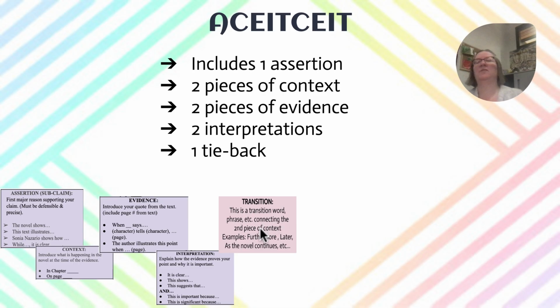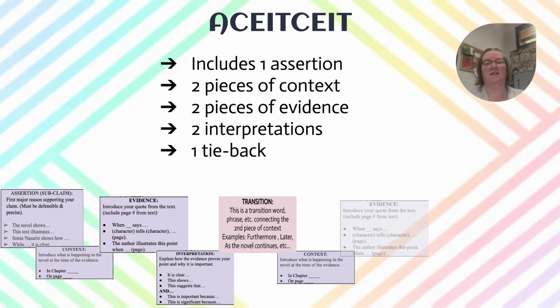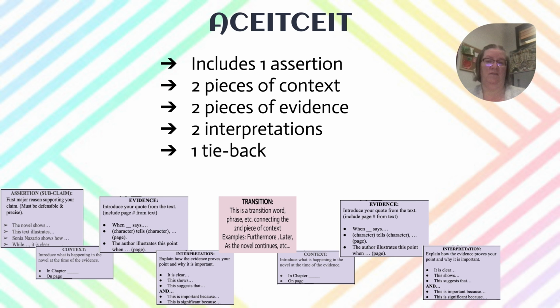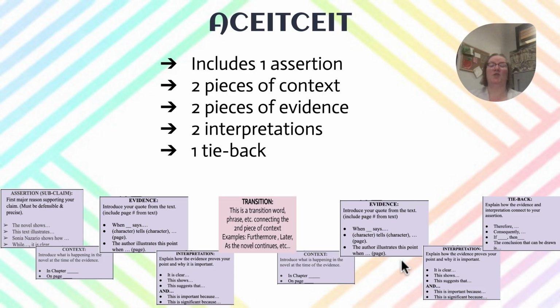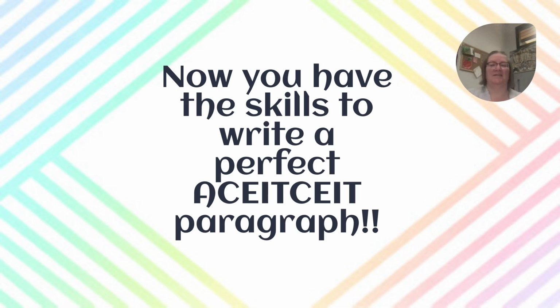It could be like, furthermore, later, in the next chapter, we see, and then you go from there. So then after your transition, you put your second piece of context, your second piece of evidence, your second interpretation, and then finally you put it all together to have a tie back. And you'll notice that when you do ACE it, CEIT, there's only one A. So that is what a two evidence paragraph would look like. It would have everything twice plus a really solid transition. So that is ACEIT, CEIT.